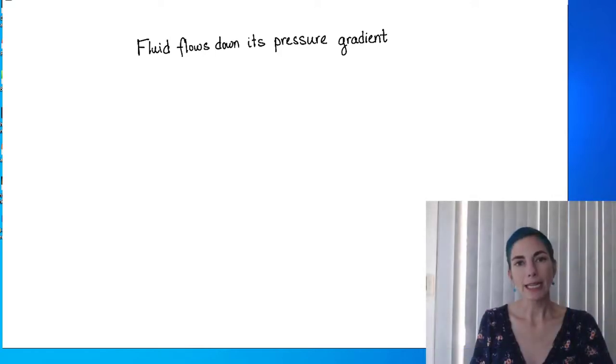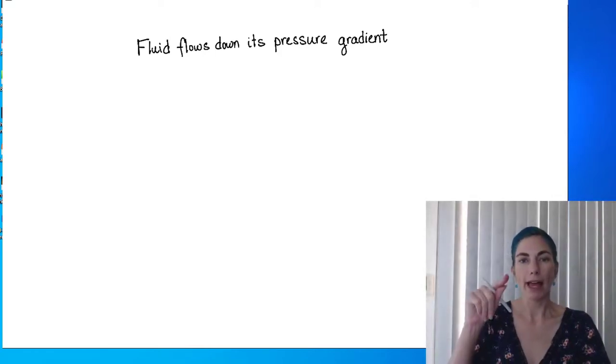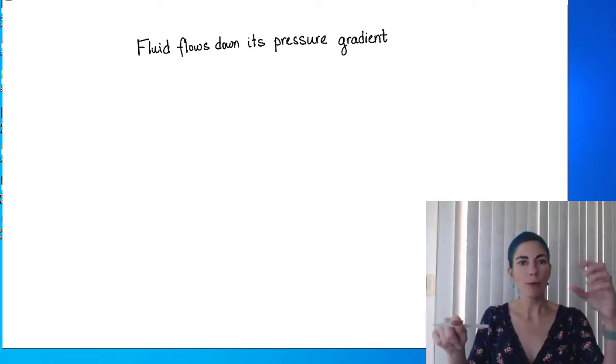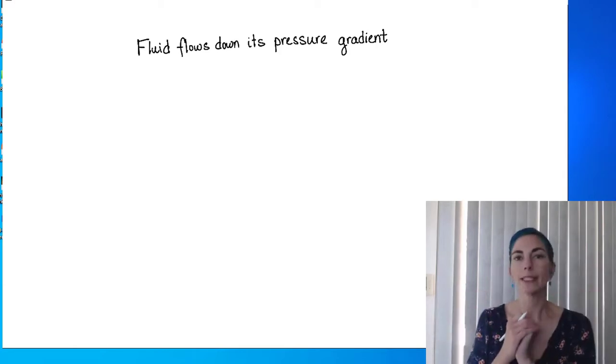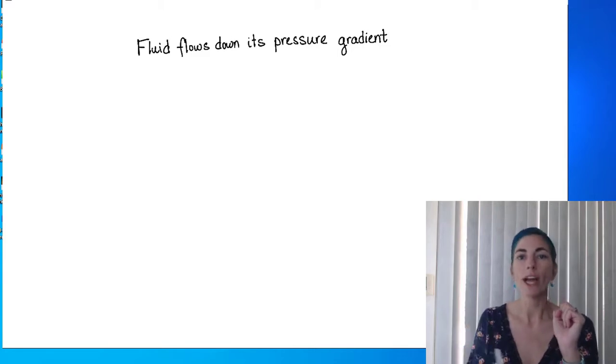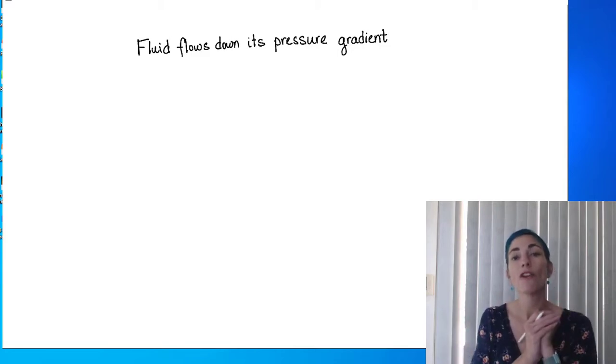So what that means is that if I want to get blood to go in this direction, I need a higher pressure here than I do here. So what generates the pressure in the cardiovascular system? It is mostly the heart. So the heart, by contracting and relaxing, generates the pressure that is needed to move blood through the blood vessels.